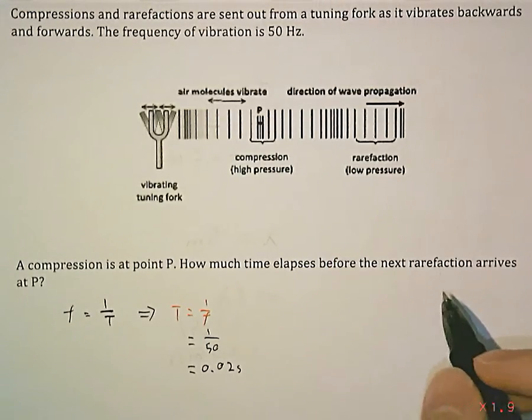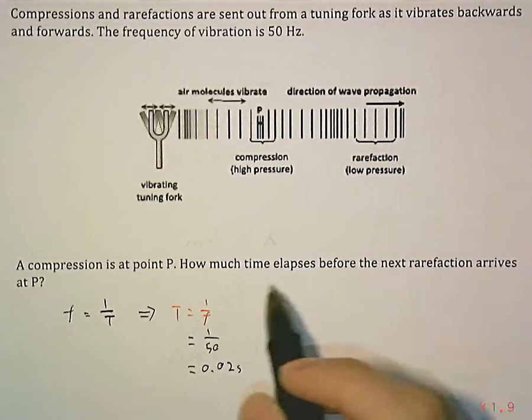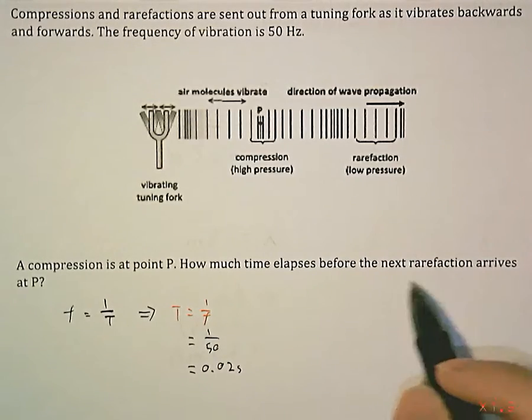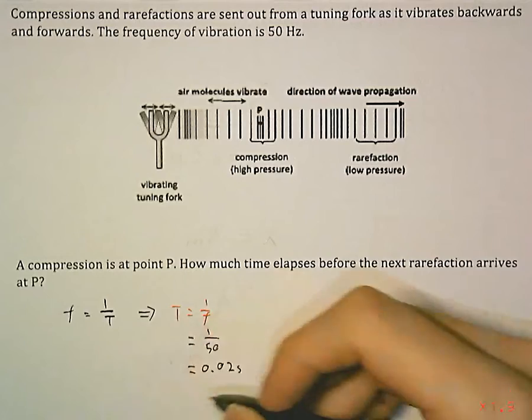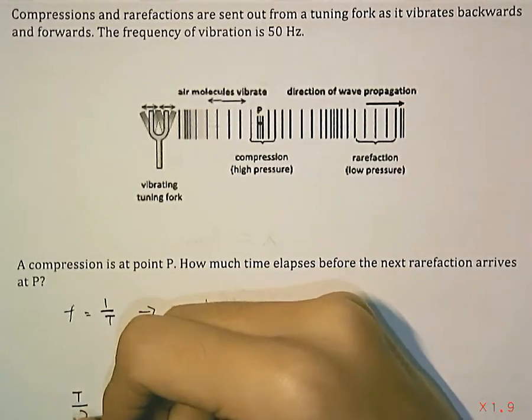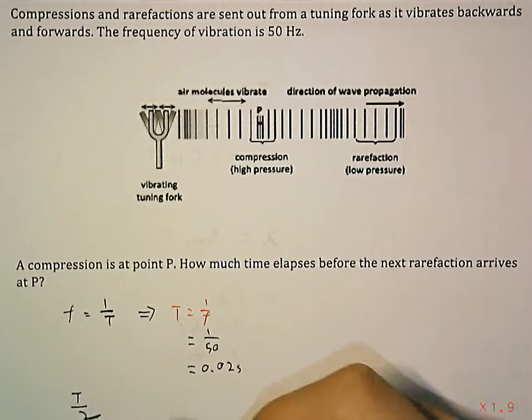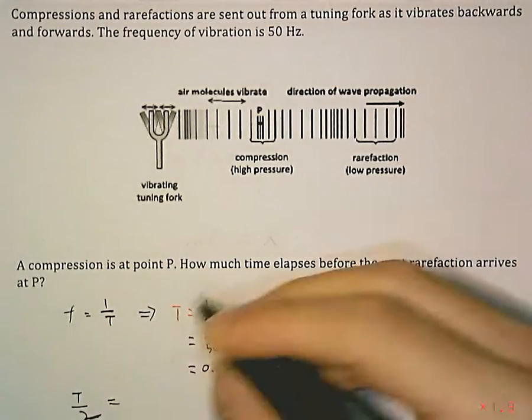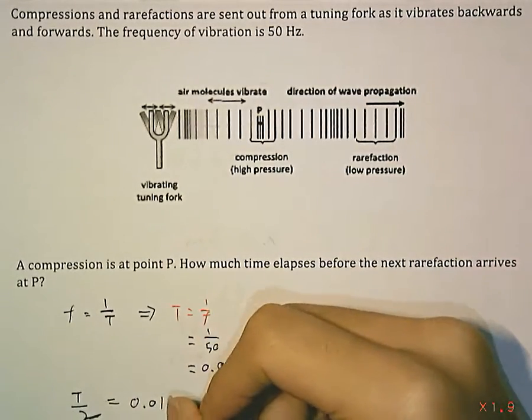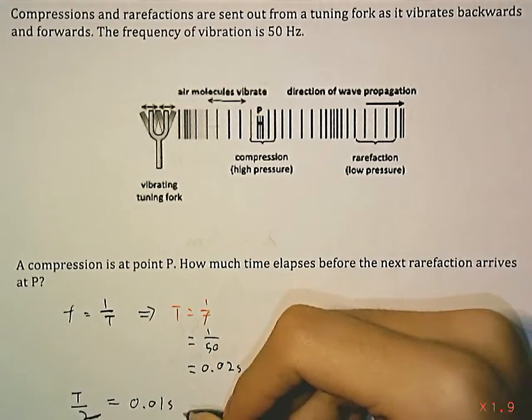So they want us to tell them how much time elapses before you see your next rarefaction. That's going to be half of your cycle. So they're actually asking us to give them T over 2. Sorry, let me just write it a bit more clearly. T over 2. That's what they're asking us to give them. And that's just going to be 0.01 seconds. This is our answer.